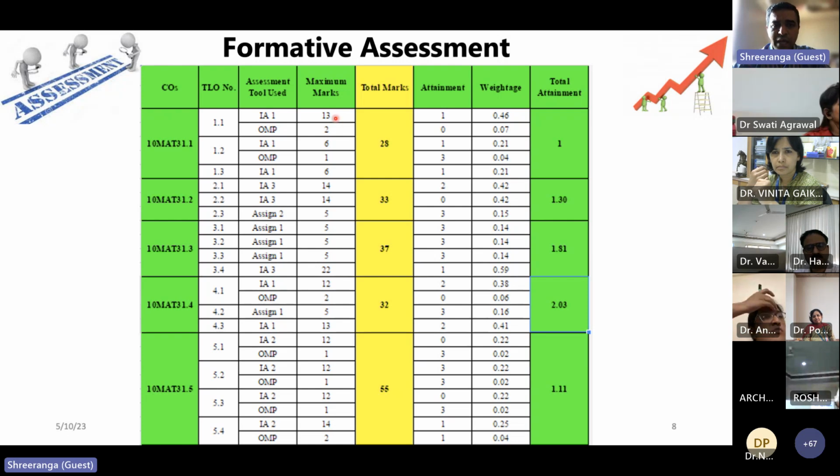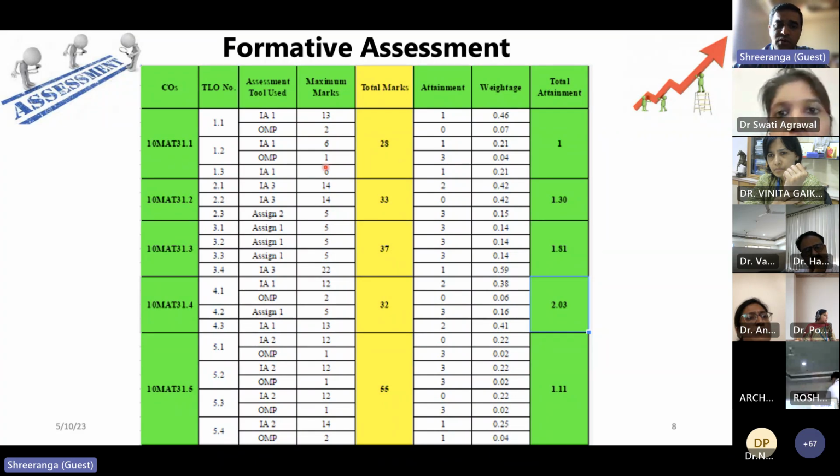Now we can see I'm going to put all the values across here. I'm going to retrieve the values that, as you are aware, I explained in internal assessment 1. The first TLO was asked for 13 marks. I'm going to put it across here. Then in the 1 minute paper, it was asked for 2 marks. And so on, I'm going to retrieve all the values across all the different assessment tools and put them across in this manner.